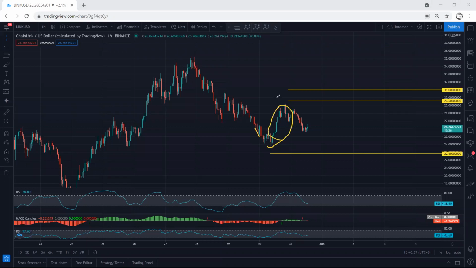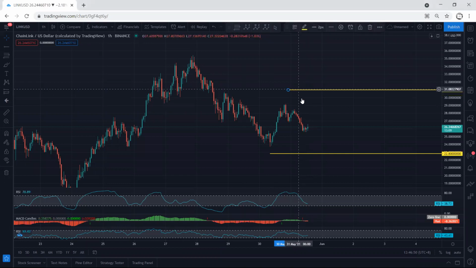We put 29.6 as a target, followed by 31. That's why we mentioned we want to see the breakout of this zone. If not, we can expect the price to drop. And we even mentioned we can expect to look for this. We get the flat. Anyway, the price was almost near the target, but it couldn't break and it started to drop.